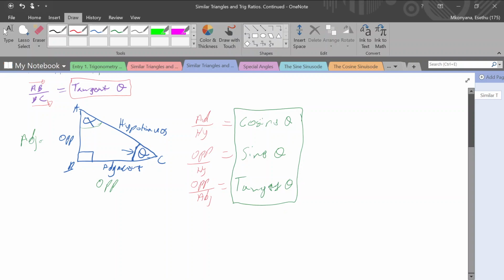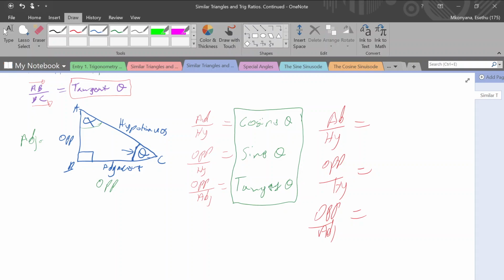And then we can say there we have adjacent over hypotenuse, opposite over hypotenuse, and opposite over adjacent. Then we write our equal signs, and this here is still the same thing, but now it's going to change. The only change is that this is now going to be a cosine, but it's a cosine of what? Of alpha.